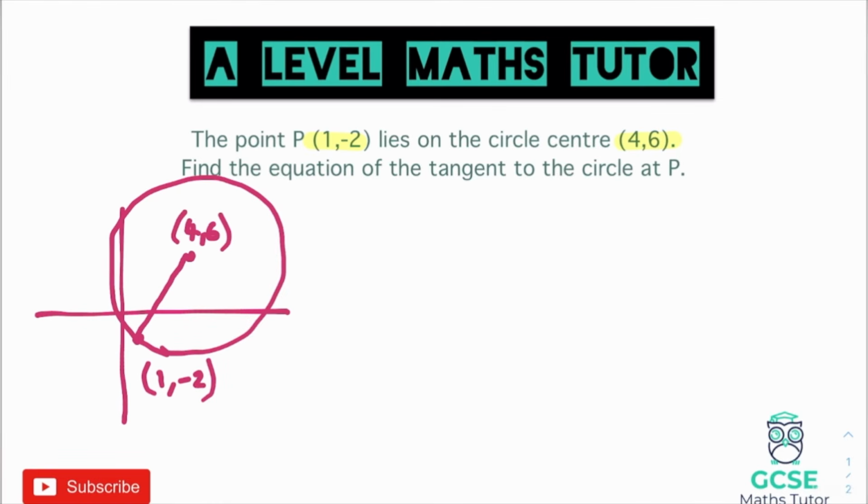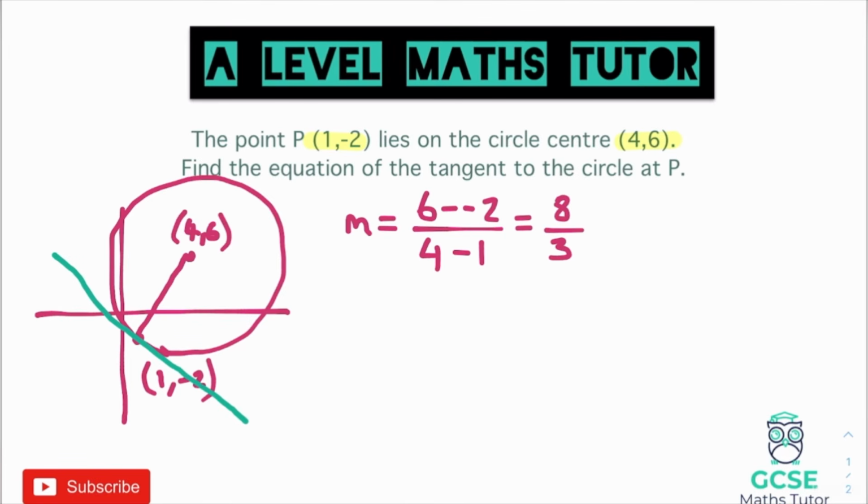So obviously you don't need the actual drawing to do that, because we can just use our y2 minus y1 over x2 minus x1. So y2 would be 6 take away minus 2 over 4 take away 1. So 6 take away minus 2 is equal to 8, and 4 take away 1 is equal to 3. So the gradient of the radius is 8 over 3. Now we are going to find the gradient of the tangent, because the tangent there is going to have a perpendicular gradient. So we are going to find the perpendicular gradient, which is the negative reciprocal, which is going to be negative 3 over 8.